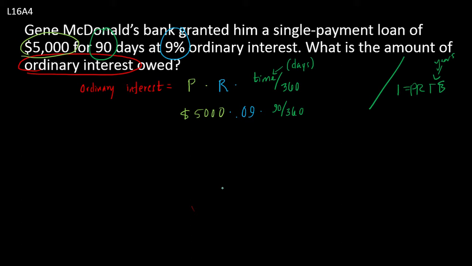Simplifying, taking 5,000 times 0.09 times 90 over 360 gives us our ordinary interest of $112.50. So the key here is just remembering that in the case of time with ordinary interest, we take the time in days and divide by 360.